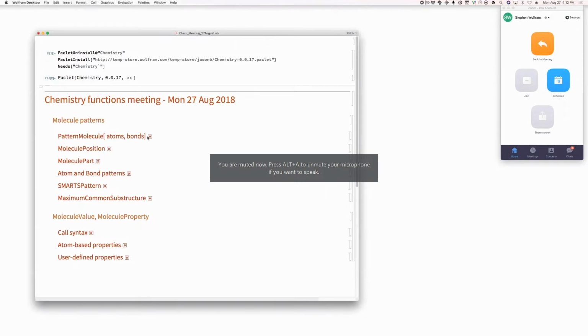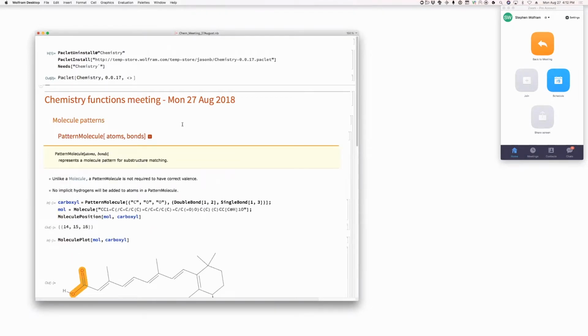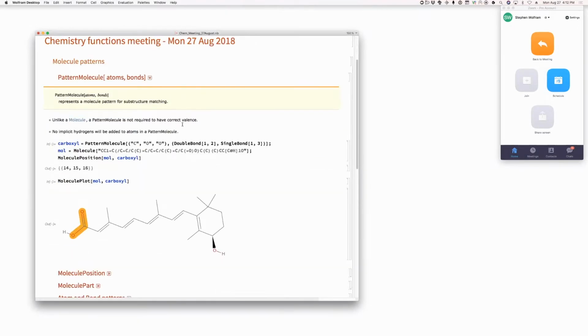Okay, let's get going here. So we haven't talked about pattern molecule, have we? No, we haven't. I think it's a weird name. I think it should be molecule pattern. I have no objection to that. I was using query molecule, but I was told that that was not so good. That's awful. Pattern. Well, let me understand what it is.